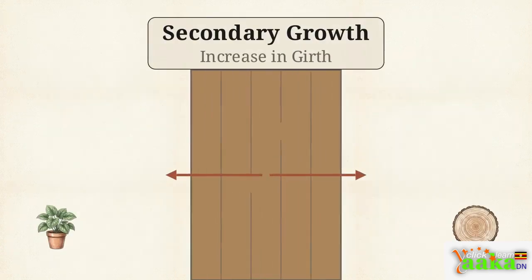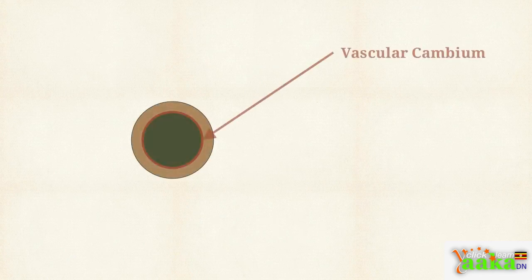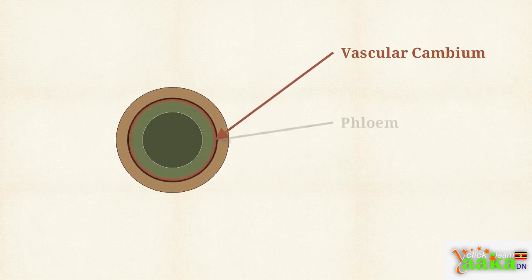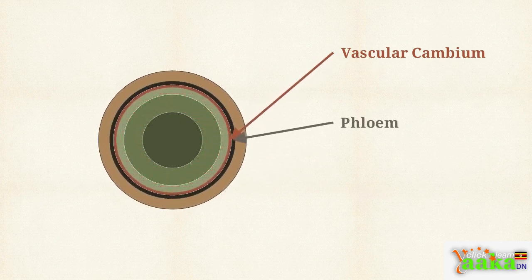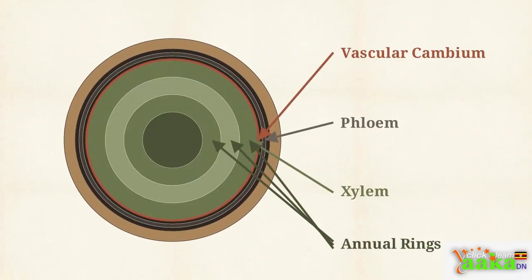Plants also increase in thickness or girth. This is known as secondary growth, and it is controlled by an internal division zone called the lateral meristem, or vascular cambium. In this cross-section of a tree trunk, you can see the vascular cambium dividing. As it expands outward, it adds layers of phloem to the outside and rings of xylem to the inside, which creates the annual rings we see in woody plants.